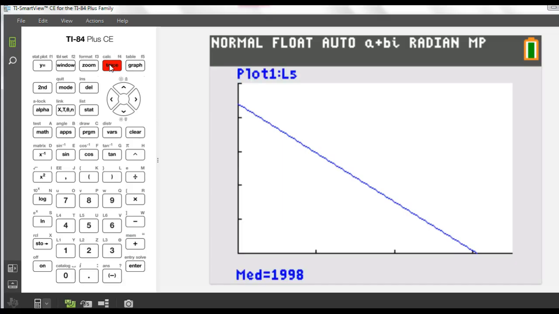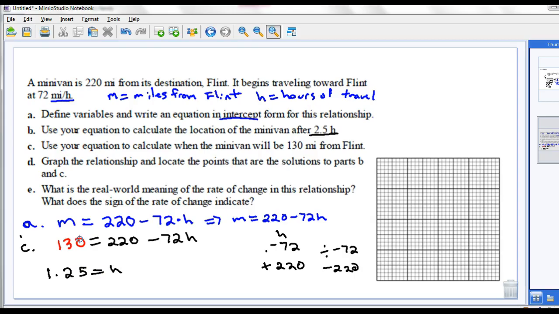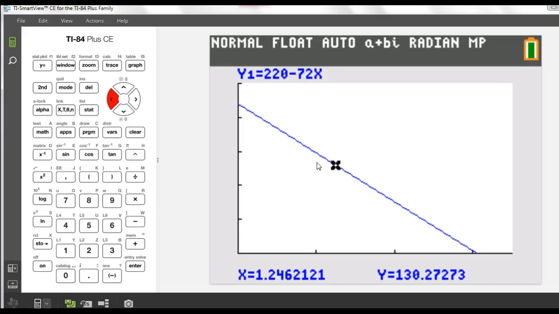So what I'm going to do is hit trace. I want to look for 1.25. I'm at 1.75, so let's go back a little bit. And I'm right here at 1.24, which is really close. If I go up, it's 1.27, so this is as close as I can get, and I've got 130.27. So if we look at our answer, we had 130, so that seems right on.